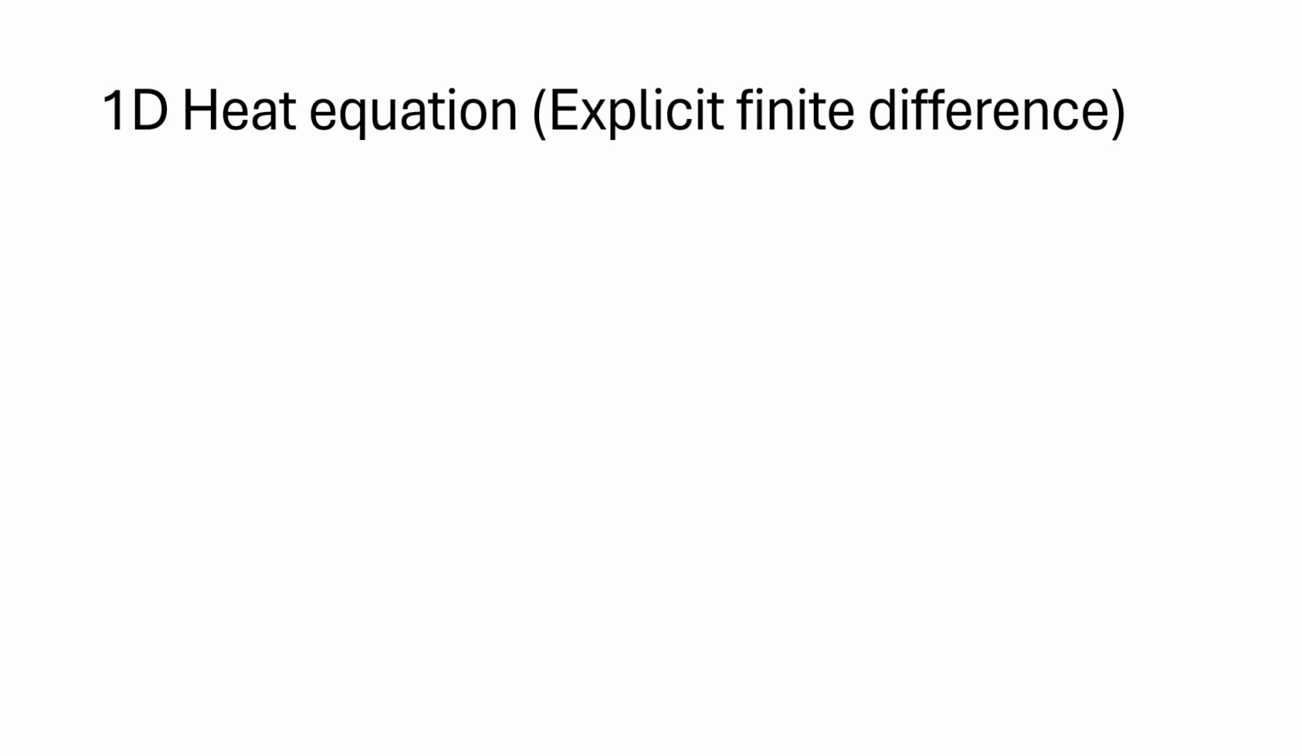Hello and welcome everyone. In this video we will solve an example of the one-dimensional heat equation using an explicit finite difference scheme. Let's say we have a thin rod of length 1 and the temperature distribution on the rod is represented by the variable u, which is a function of both time and space.